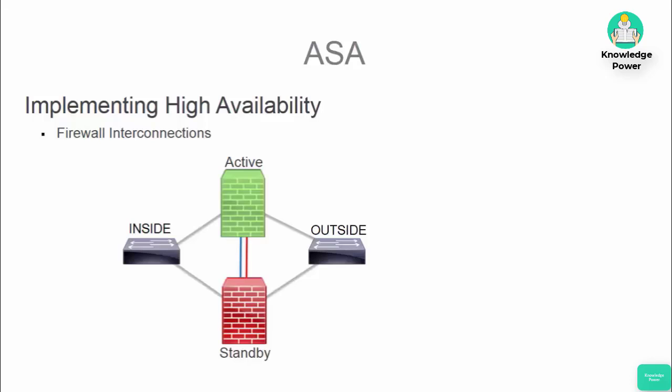One important thing to understand about high availability ASA firewalls is how they need to be interconnected. Each firewall must have the same zone interface connections. This is required so that if a firewall were to fail, it still has the same physical connectivity as the active firewall.